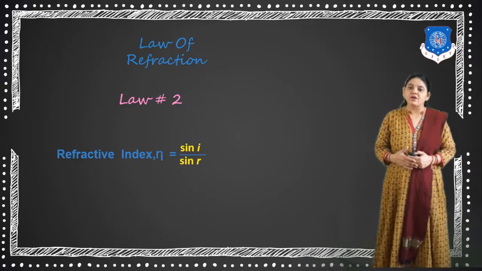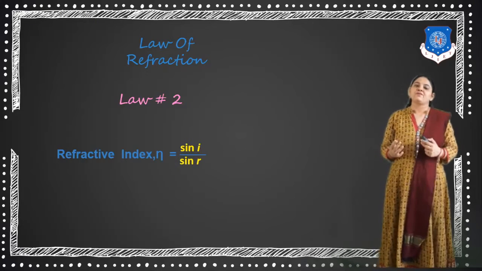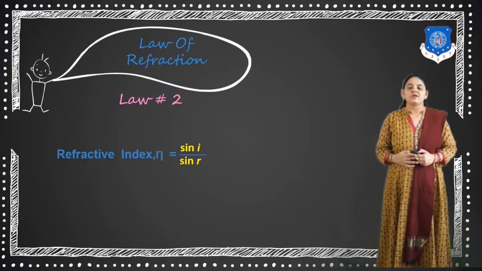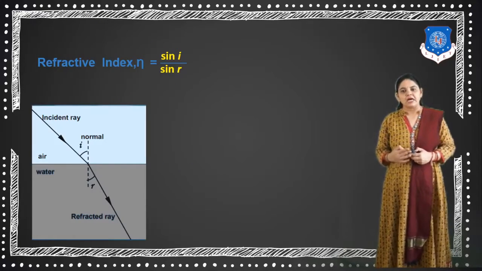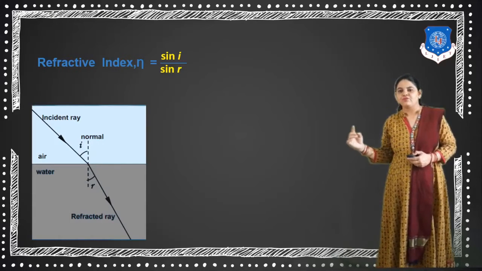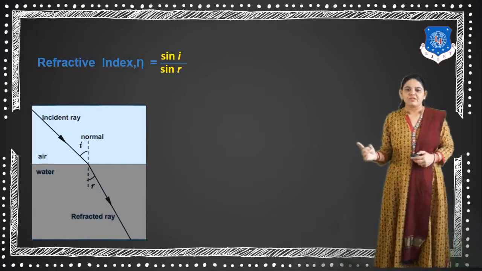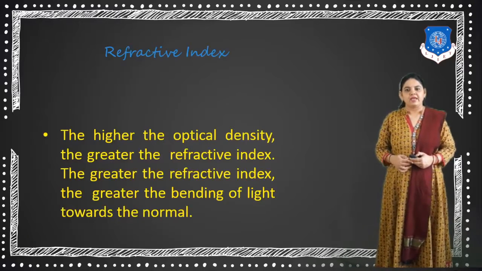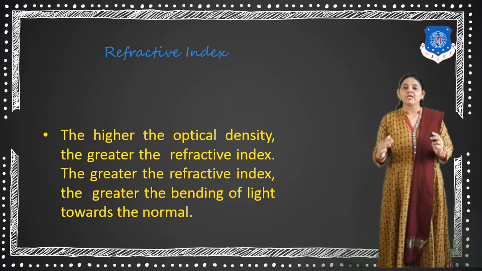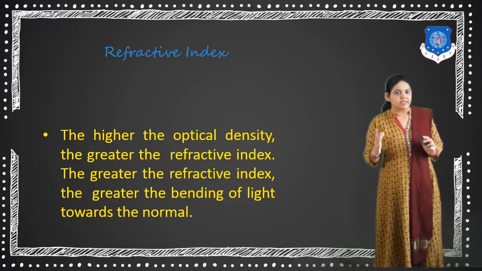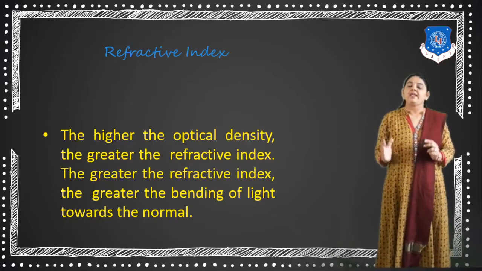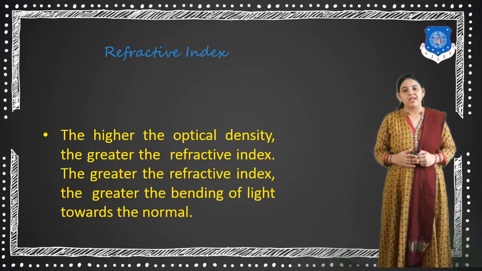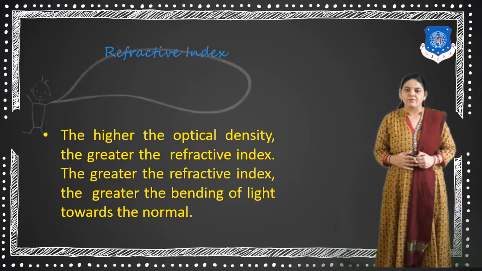So we can say the refractive index is sine I upon sine R, where I is the angle of incidence, the incident angle, and R is the angle of the refracted ray. The higher the optical density, the greater the refractive index. And the greater the refractive index, the greater the bending of the light towards the normal.